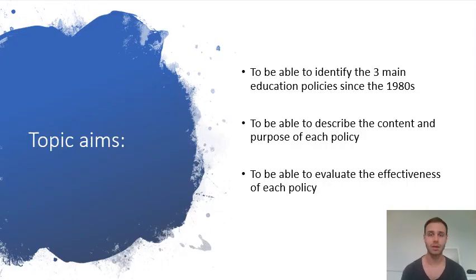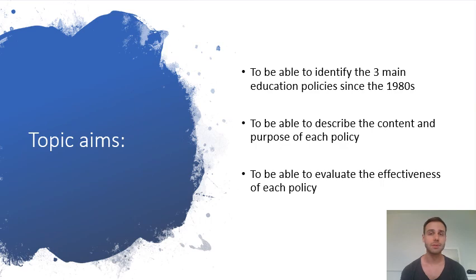So to start, if we can look at the aims for the overall topic, we are going to be looking at three main education policies since the 1980s. That's going to be the 1988 Education Reform Act, and then the policies in 1997 and 2010. You need to be able to describe the content and the purpose of each of those policies, and you have to be able to evaluate the effectiveness of each policy through the eyes of different sociological perspectives.